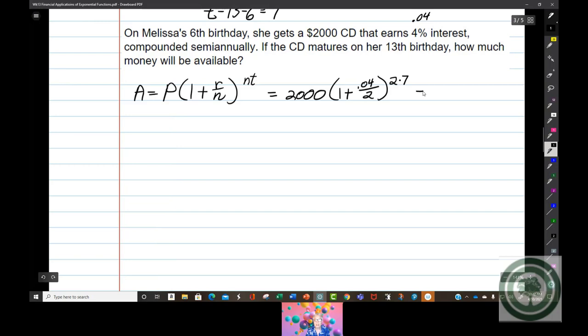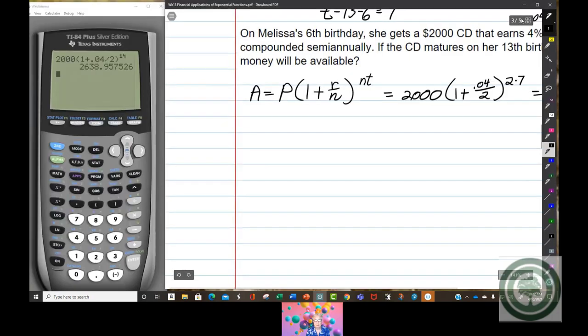Melissa will be a rich young lady for a 13-year-old. Okay, so she's going to get $2,638. Ooh, 957, that 7 will cause the 5 to move up to a 6, and 96 cents. And if the person who gave her the CD is really nice, he or she will give her 4 cents on her 13th birthday. It's cruel, isn't it? Okay.